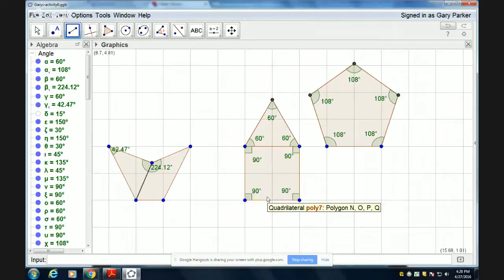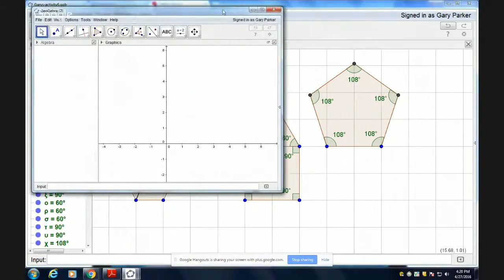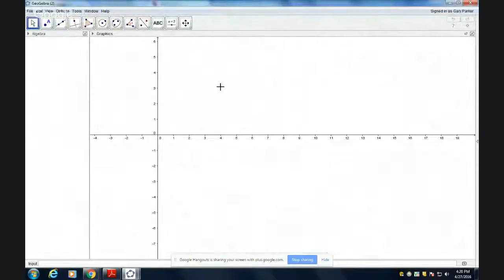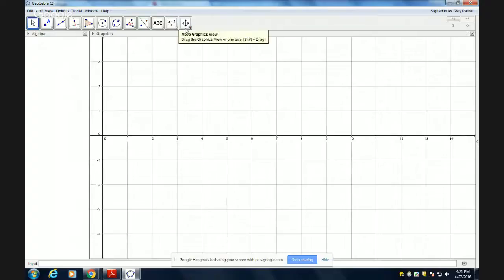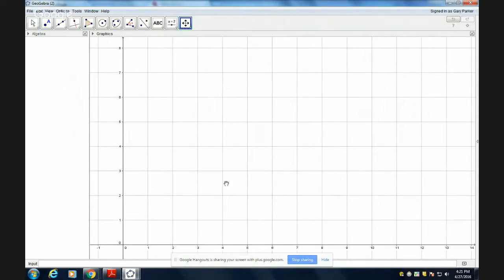Okay. All right, so can you guys take a peek over here? I want to show you something. All right, so I'm going to bring up a new GeoGebra window for this. Let's blow that up. And I am going to put the grid in and zoom in just a little. Move it. So I am going to make a, let's see what sounds good. Let's make a regular pentagon.